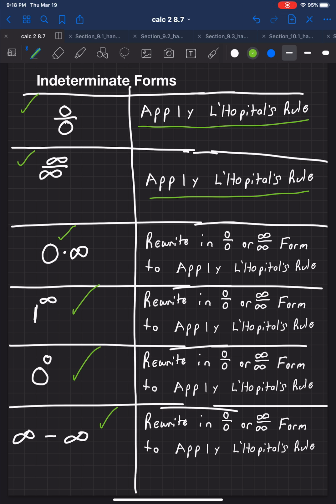So the trick of this section is to take all of these other indeterminate forms and make them look like 0 over 0 or infinity over infinity. Because once you do that, then you can just apply L'Hopital's rule. So notice what I'm saying over and over again. I'm saying rewrite in 0 over 0 or infinity over infinity form to apply L'Hopital's rule. That is the game. So where do we go from here?